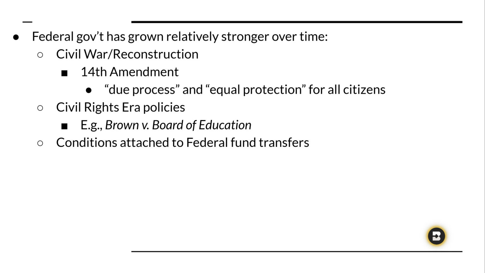And more recently, federal fund transfers have become an important way for the federal government to have greater influence over the states, by attaching conditions or strings to the money. If you want the money as a state, there are certain policies you might have to adopt, or the federal government won't give you the money. Which is something we will have to look at in more detail later, but for now, that's enough to say.